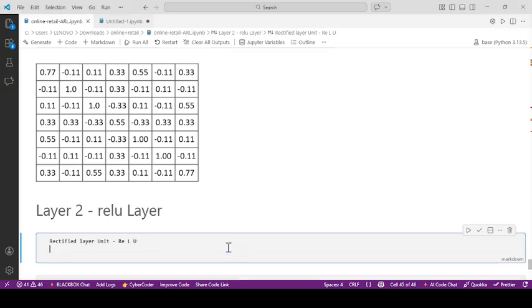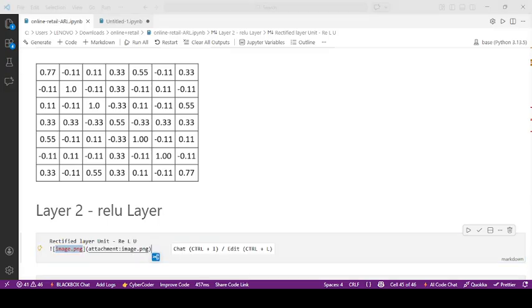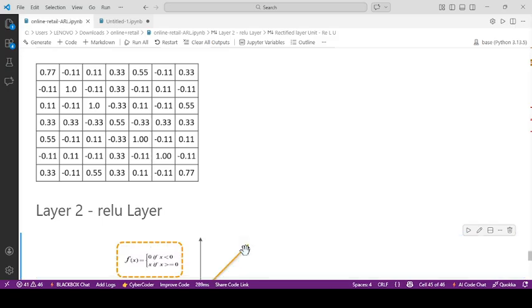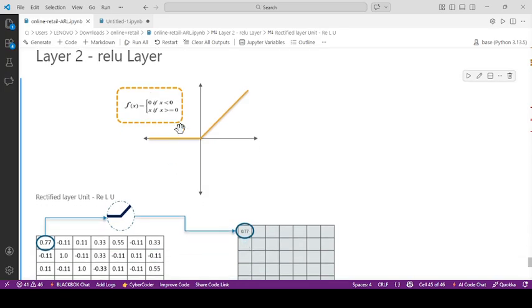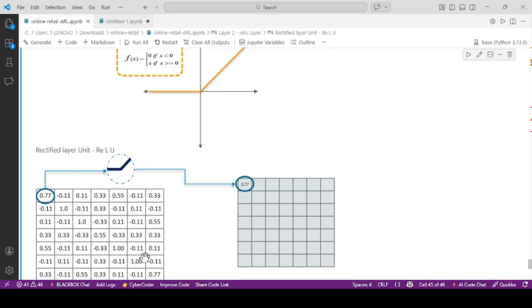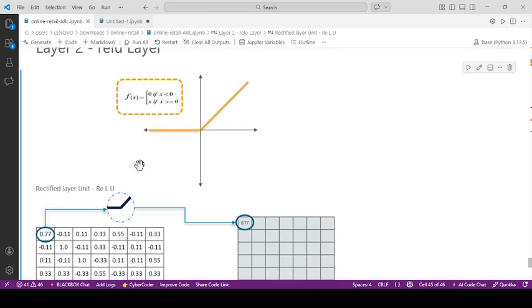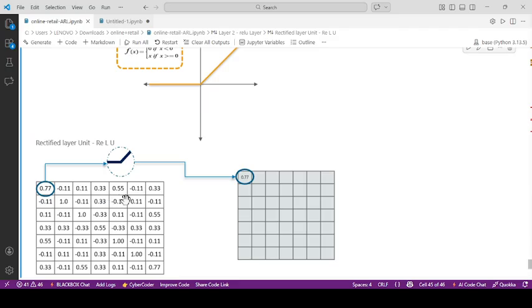I'll just show you with the graph. Okay, so this is how it is going to happen. So we have some values here, right? So when we apply ReLU to this, what happens? All the negative values become 0, and all the positive values will be thresholded, so keep as it is.